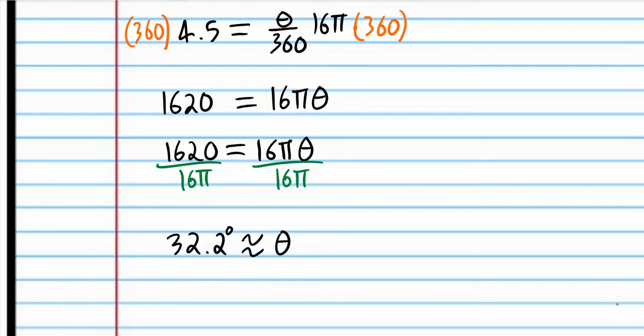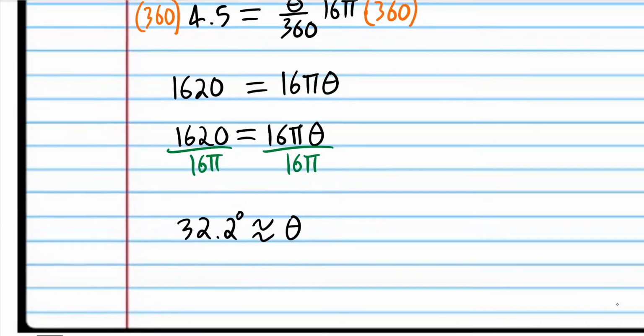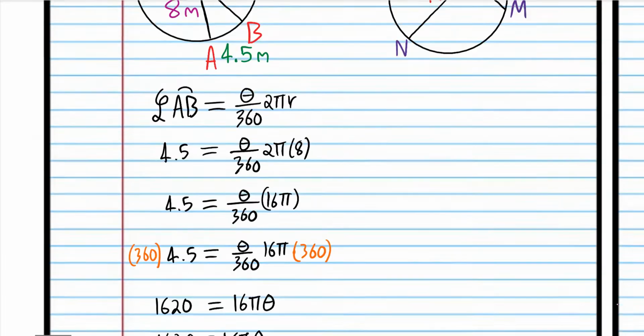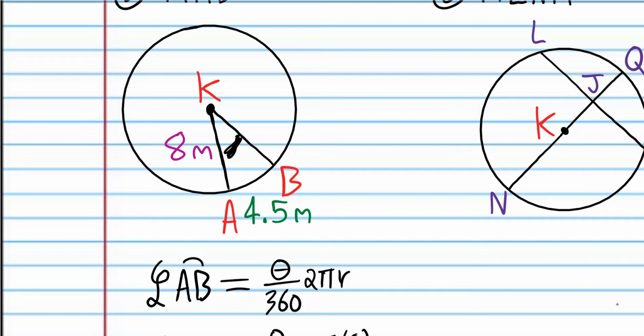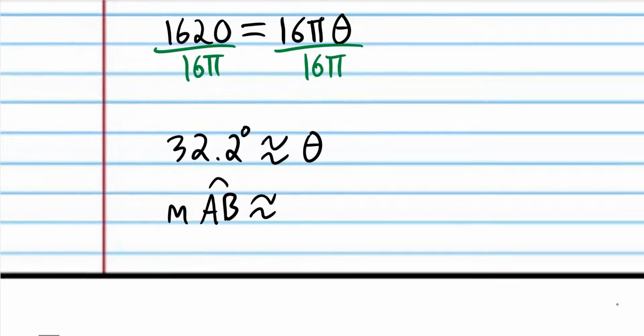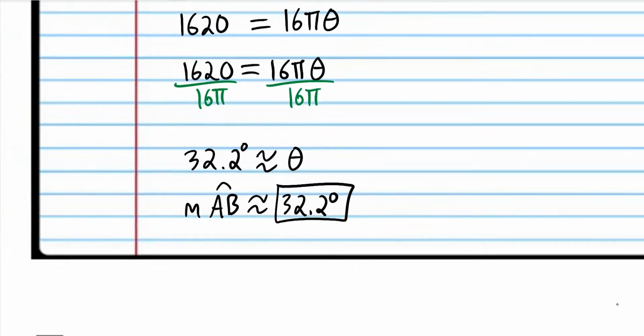And that's going to be degrees. Now, that's not our answer. We're looking for the measure of arc AB. So if we found theta, then what is the measure of arc AB? Well, actually, it turns out that that is our answer, because the central angle is defined to be the same measure as the arc. So the measure of arc AB is 32.2 degrees. Have you got that one right? Good job.